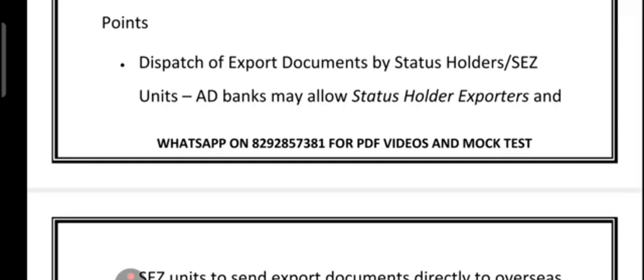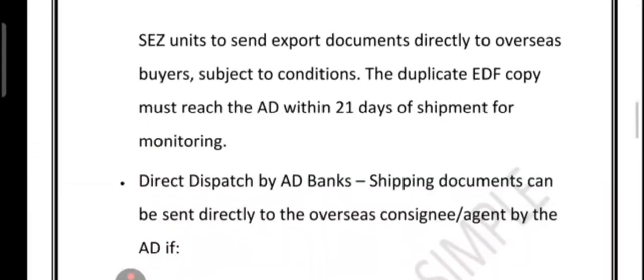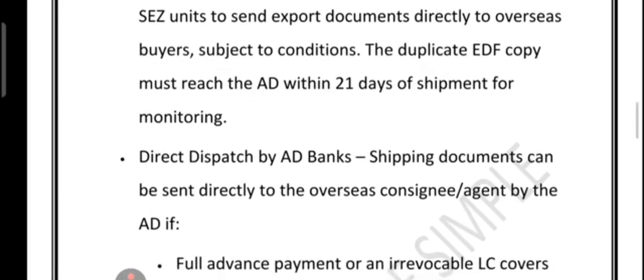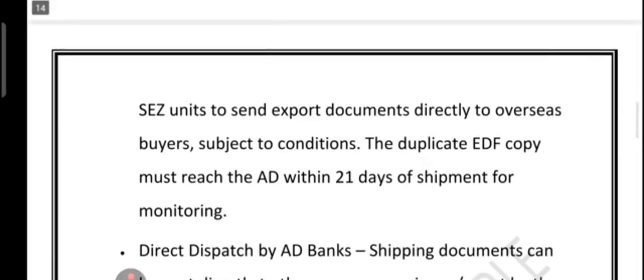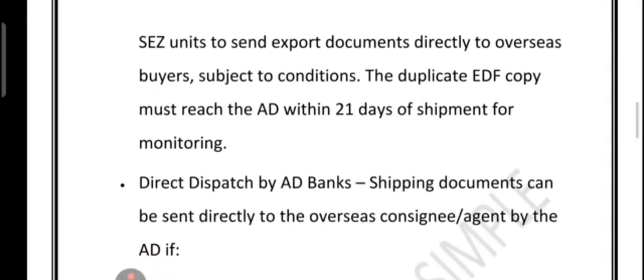So if you are a status holder exporter, your bank can allow you to send export document directly to the foreign buyer, right? But there is a condition. What is the condition? That you must send the duplicate EDF copy to your bank within 21 days of the shipment, so that they can track it. So basically what we are talking about, the dispatch of export document. Your bank can allow you to send documents to your foreign buyer, but you must send a duplicate copy, that is called EDF copy, to your bank within 21 days.